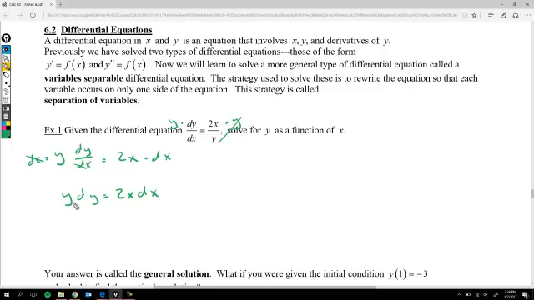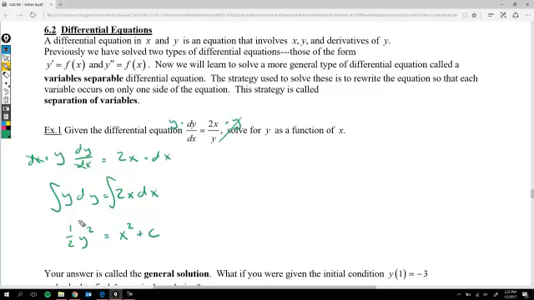Okay, so now I'm in good shape. I have a variable and it's, I guess, differential in this case. So I can take the integral and each variable is accounted for. Right, so the integral of y is going to be 1/2 y squared. The integral of 2x is going to be x squared. And then because it's indefinite, we have to put a plus c.